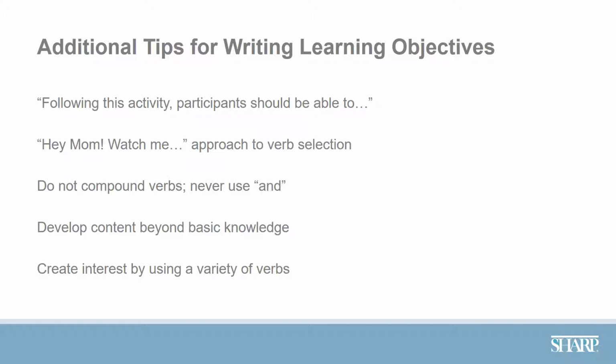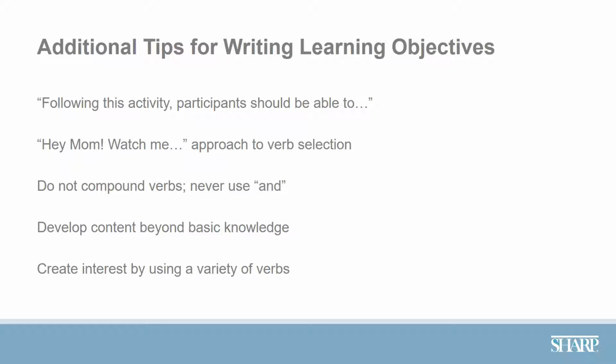Additionally, if you struggle with finding a proper verb and gravitating towards wanting to use learn or understand or believe or become, which is on that list of terms we shouldn't use, try the hey mom watch me approach. If your mom can't watch you do it, then it's not measurable, and you shouldn't use that verb as part of your learning objective.